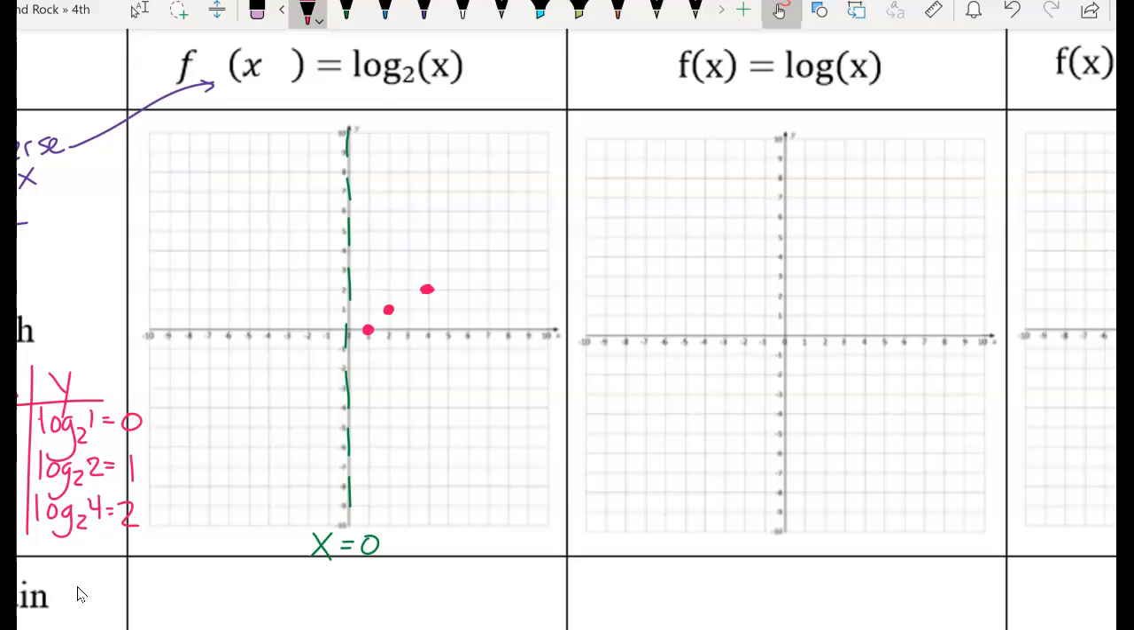There's actually one more point that'll fit perfectly on here. What input value do you think that is? 8. What power do we raise 2 to equal 8? 3. So the point is 8, 3. You do not need that many points. I just liked giving you log practice, okay? 2 points probably was enough, with the asymptote.